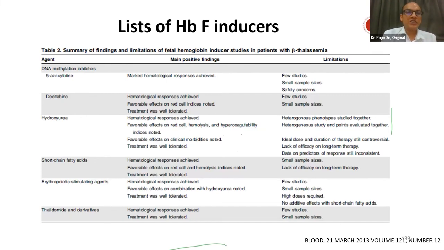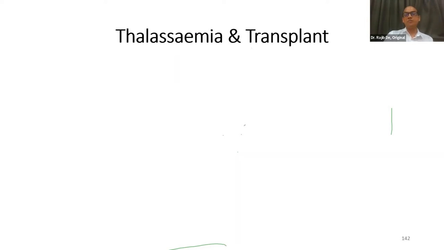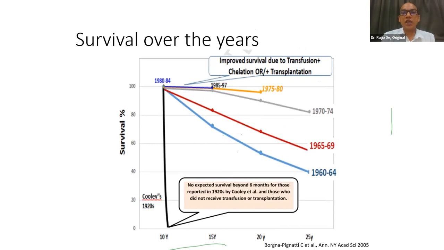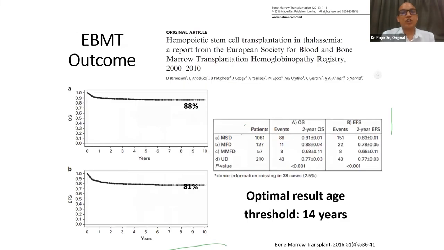So there is a list of HbF inducers like decitabine, azacitidine, hydroxyurea, short chain fatty acid, and thalidomide. They have shown some improvement in HbF level. And then the curative aspect: the practical curative treatment is definitely transplant, and a long-term transfusion and chelation-free life can be achieved. We know that after starting transplant, there is significant improvement in the overall survival over years. If you compare thalassemia survival in the 1960s to the 90s, there is a significant survival advantage, mainly because of bone marrow transplant.